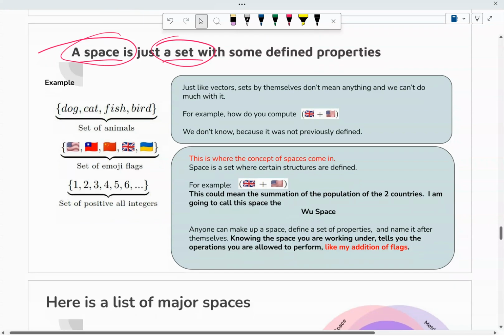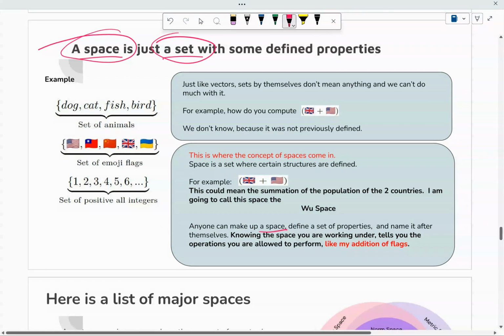Now, anyone can make up a space, and essentially, you just define the set of properties that will work within the space and normally name it after yourself. Knowing the space you're working in tells you the operations you're allowed to perform, like my operation on adding flags. Because you're in a Wu space, you now know that elements in the set, the flags, can be added together or subtracted. If you're not in a Wu space, then that's not going to work.